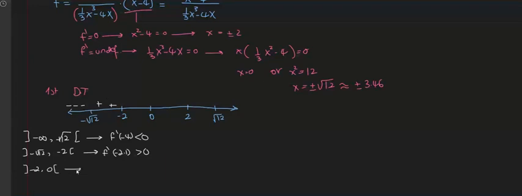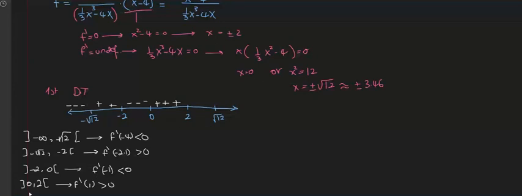Open the interval as well. For f dash, let's decide it at negative 1, for example. In this case, from negative 2 to 0 it's going to be decreasing, so it's less than 0. And then from 0 to 2, f dash at 1, for example, it's going to be increasing, so positive.